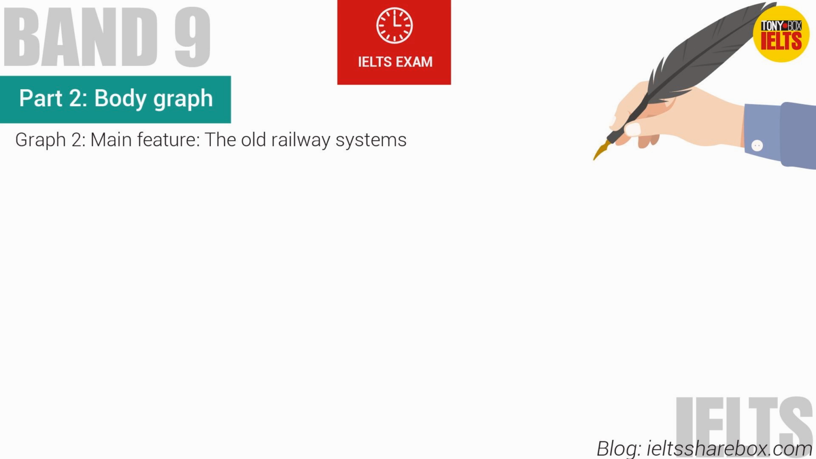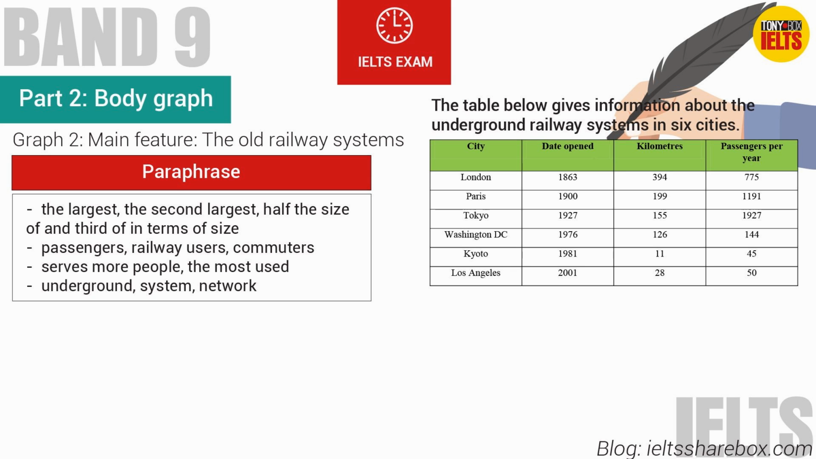Graph 2, main feature, the old railway systems. Paraphrase: the largest, the second largest, half the size of, the third in terms of size. Passengers, railway users, commuters. Serves more people, the most used underground system network.